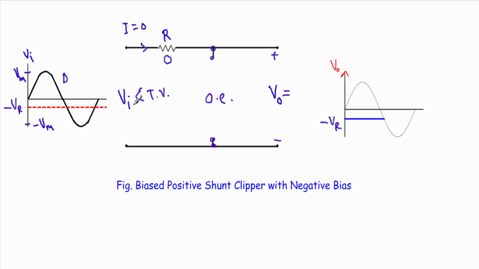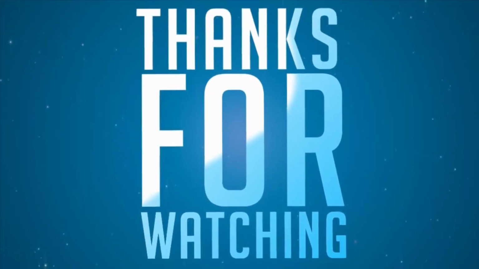That means the applied input voltage will appear directly across the output, and during this interval, from this point to this point, our output voltage will follow the same shape as the input. So our output voltage will look like this, with a negative maximum value of minus Vm. This is the complete output voltage waveform of our biased positive shunt clipper with negative bias, and this ends my lecture regarding the biased positive clipper circuit. Okay, that's it.